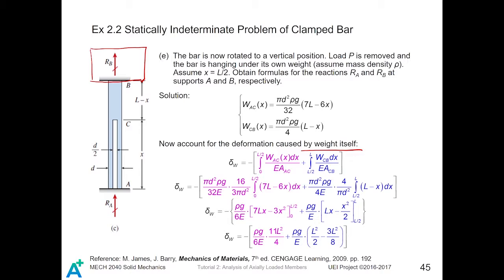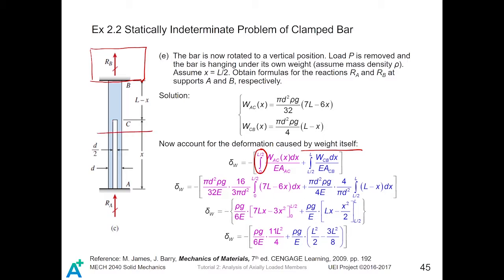Now we will account for the deformation caused by the weight itself. That is, without RB, the bar will become shortened by its own weight. So what is its magnitude? We need to calculate it. Notice that the deformation caused by the weight is negative, and it is the negative of the integral of the compressive load dx divided by the Young's modulus times the cross-sectional area of AC, for 0 to L over 2.